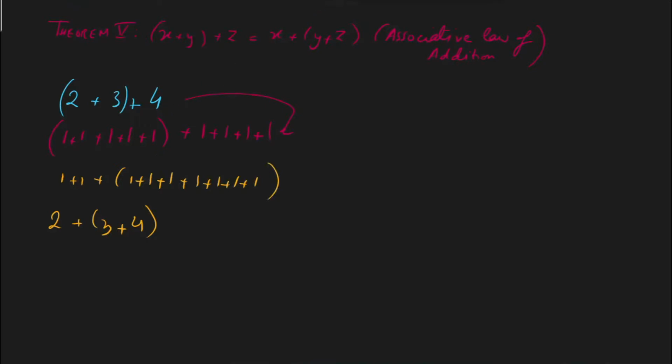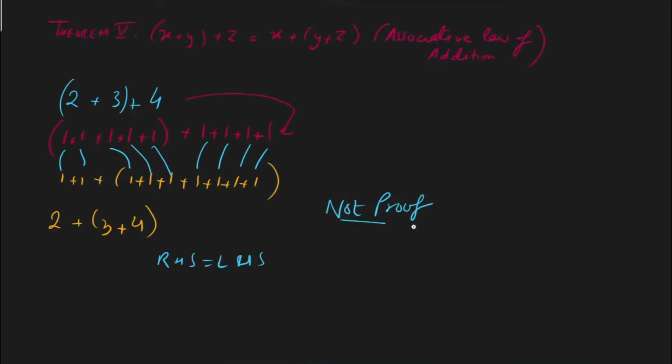Now comes the part where we have to see whether they correspond to each other. We can see that all of these parts correspond to each other, and then we can see intuitively that the right hand side is in fact equal to the left hand side. But this is the intuition behind it. This is not the proof. See, this is only the intuition.